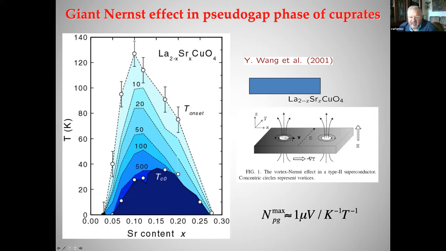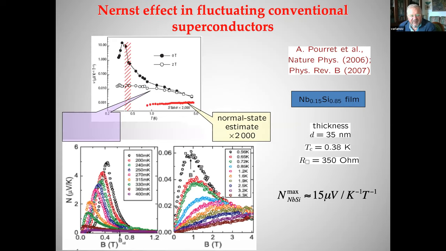And this group attributed this giant effect to the formation of some pseudo vortices in the pseudogap phase. So something hypothetical. Five years later, the Behnia group demonstrated that in a conventional superconductor, namely in niobium silicon with critical temperature only 0.38 Kelvin, they observed above Tc a huge Nernst signal, which exceeded the normal state estimation 2000 times. So it became clear that the problem is not in the specifics of high temperature superconductors. This effect is more related to the superconducting transition and to fluctuations.